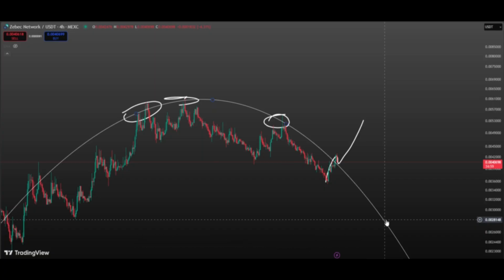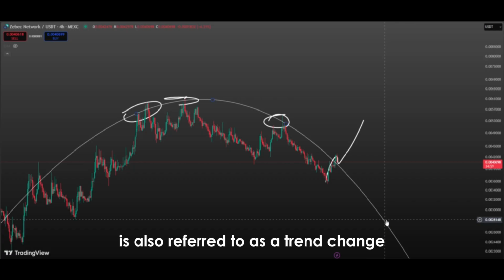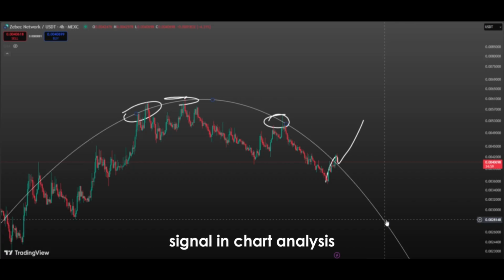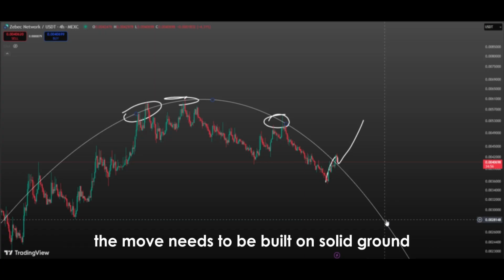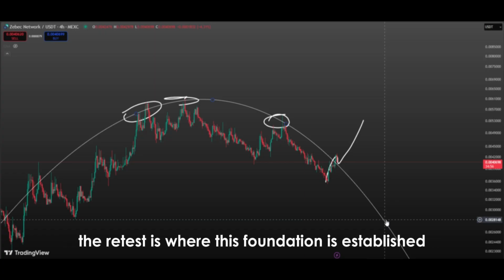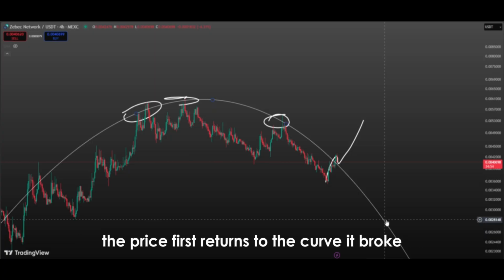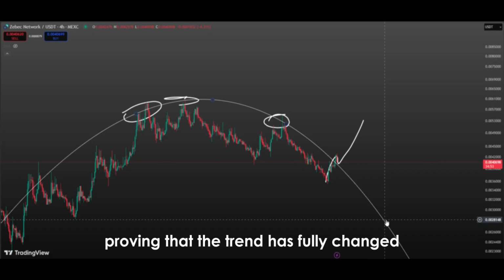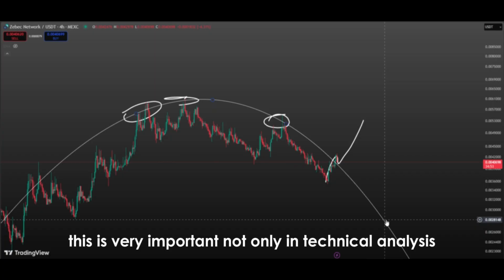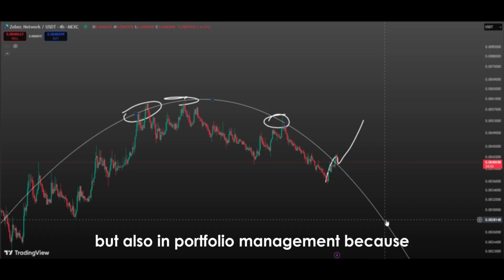Breaking a descending curve followed by a retest is also referred to as a trend change signal in chart analysis. It is one of the soundest confirmations of trend reversals. Because it's not enough for the price to simply move upward, the move needs to be built on solid ground. The retest is where this foundation is established. The price first returns to the curve it broke and then rises from there as support, proving that the trend has fully changed. This is very important not only in technical analysis, but also in portfolio management.